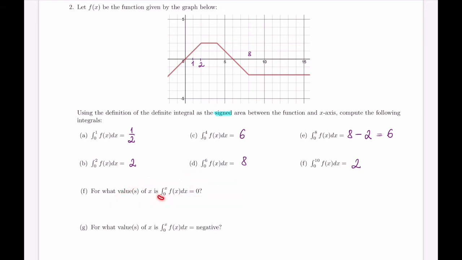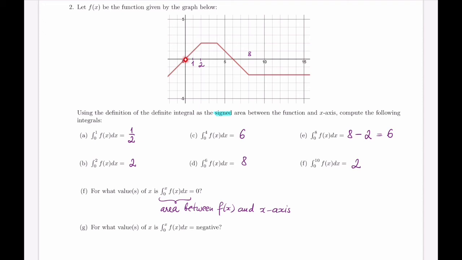So the integral between 0 and x means I am looking for the area between the curve of f of x and the x-axis, and the question is asking, if I start at 0, so I kind of start my paint roller here and I move forward, at which points will I have covered the area equal to 0? Where do I have to stop so that my total area covered is equal to 0?